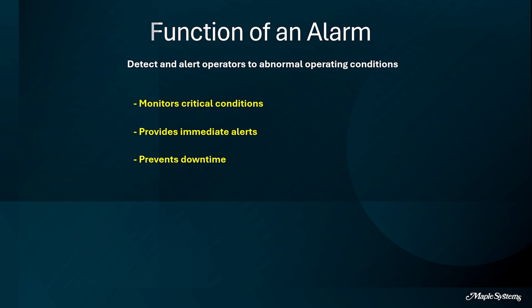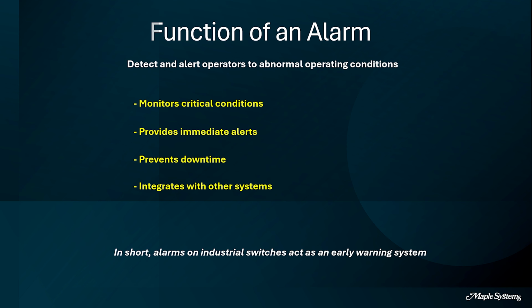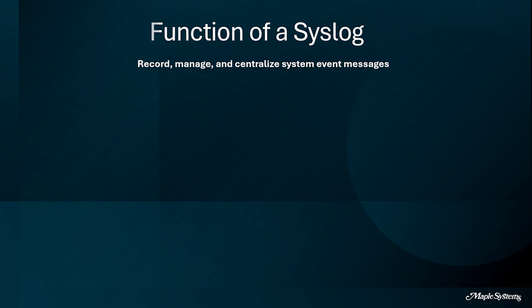It also prevents downtime, so early detection of faults allows maintenance teams to respond quickly, often before communication or process control is interrupted. It integrates with other systems as well, so alarm signals can activate sirens, lights, or send alerts to centralized management tools for remote monitoring. So, in short, alarms on industrial switches act as an early warning system, helping ensure continuous network operation and faster troubleshooting in critical environments. The function of a syslog is to record, manage, and centralize system event messages.